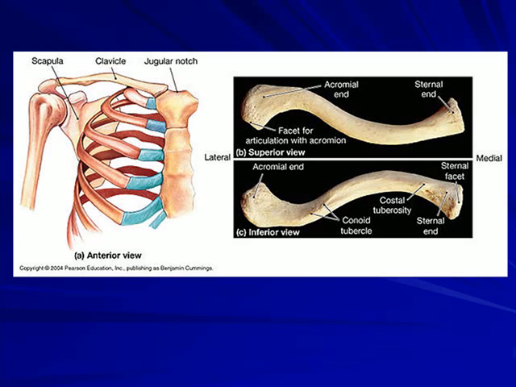You should be able to identify this bone. It's known as the clavicle. You should be able to identify both ends, the sternal end and the acromial end, noting that the acromial end lies laterally and articulates with the acromion process of the scapula. You should appreciate that the sternal end is also referred to as the medial end, and it articulates with the manubrium of the sternum.